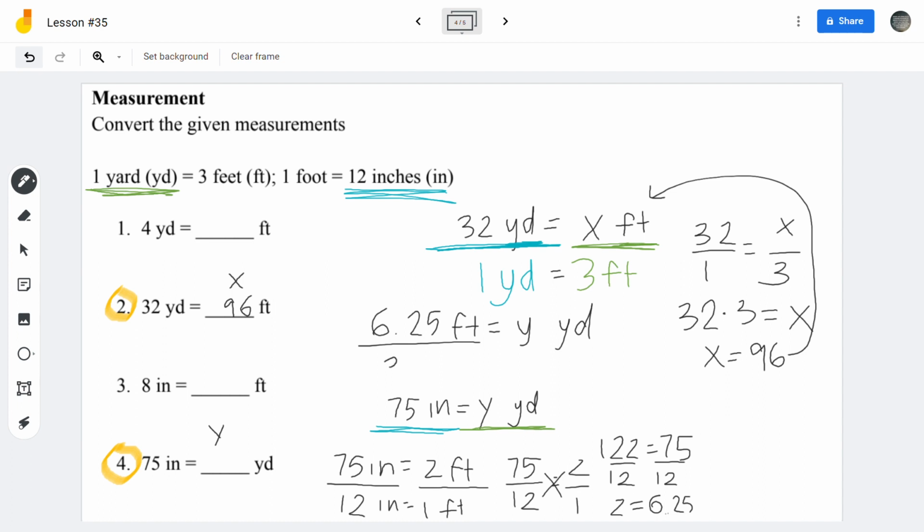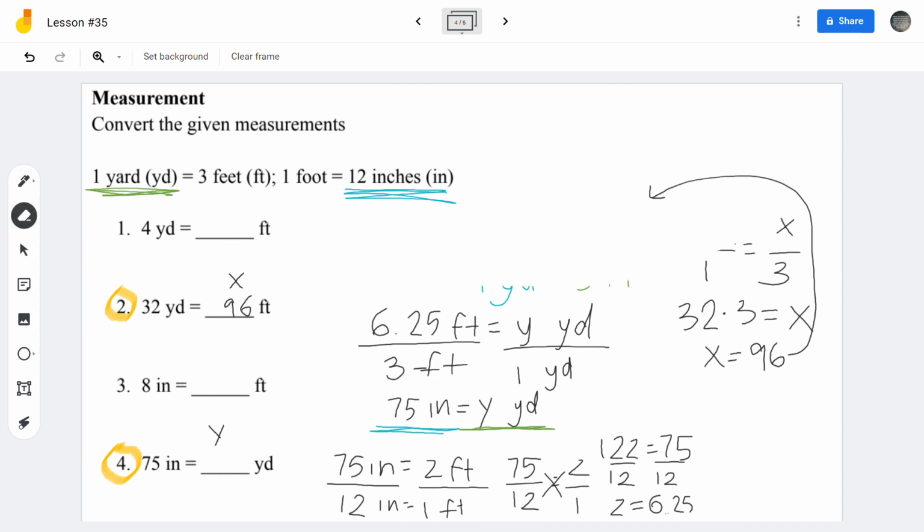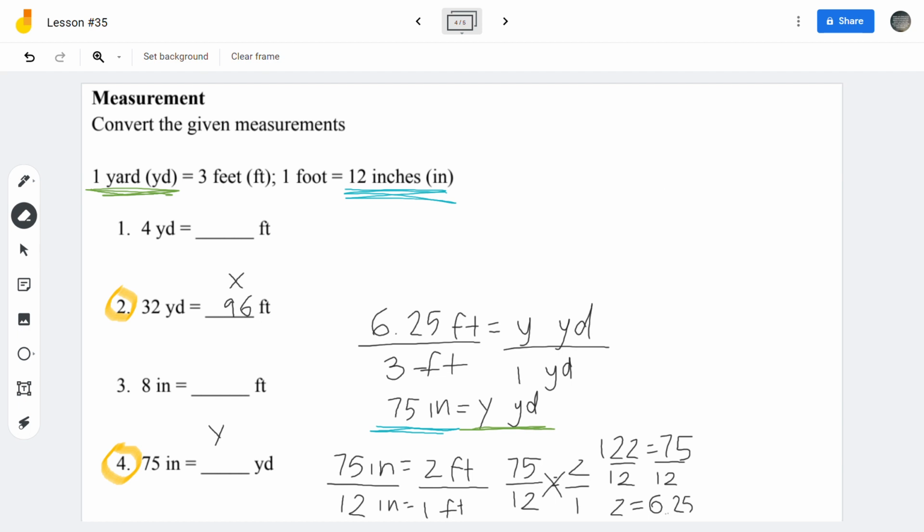So underneath the feet, I'm going to write 3 feet over here. This time I'm using this measurement. So 3 feet, and then below the y, I'm going to write 1 yard. Now I'm going to just erase this. So now once we have our conversion units, I'm going to write the numbers down on the side over here. 6.25 over 3 equals y over 1.